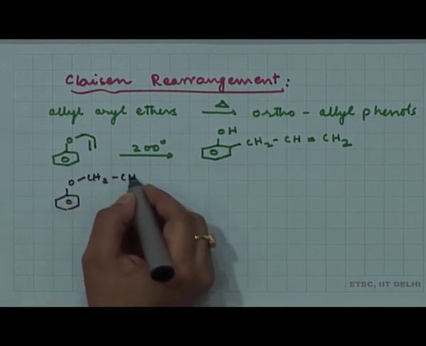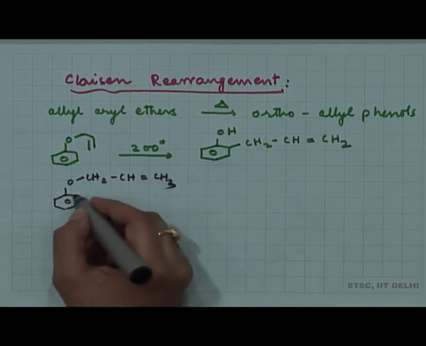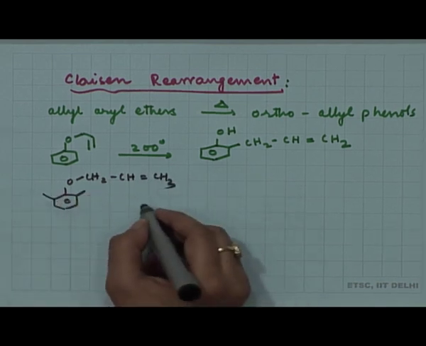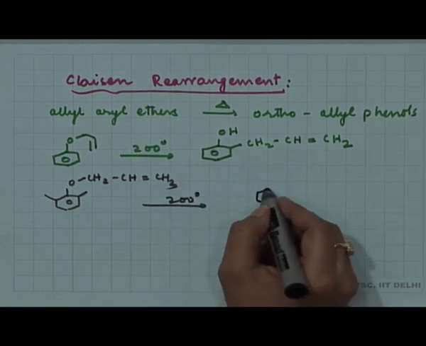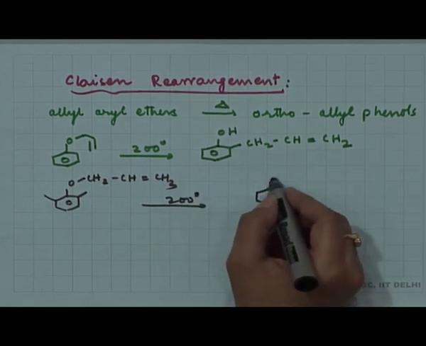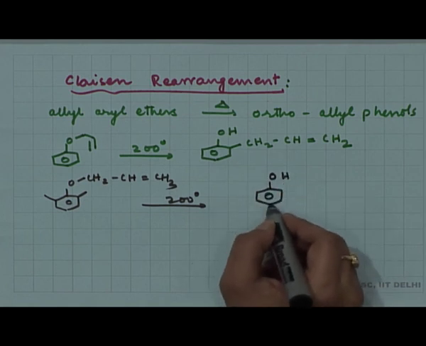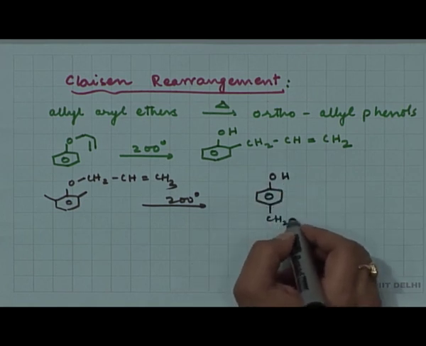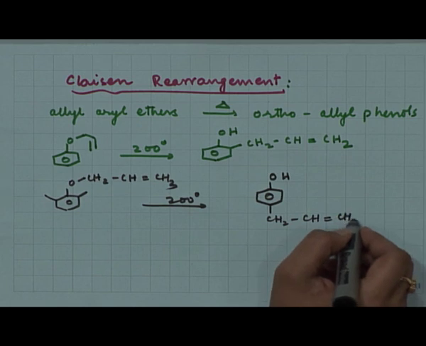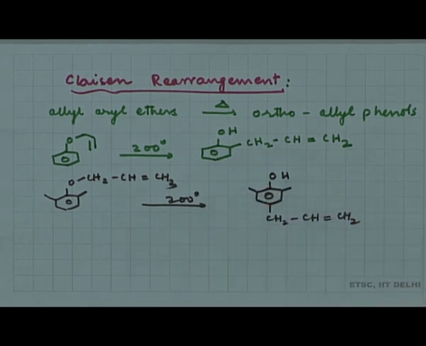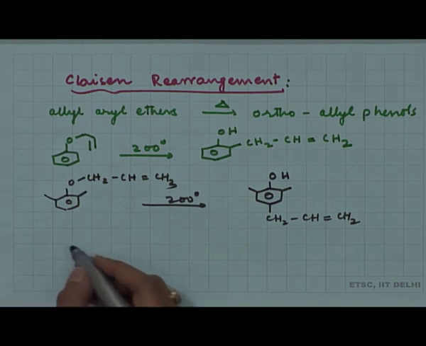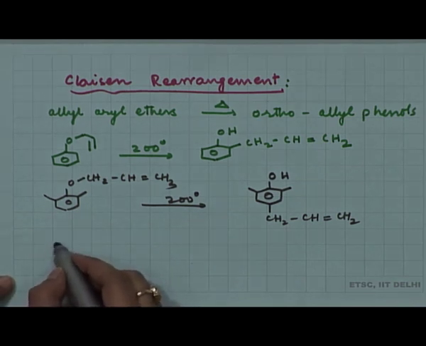So, if your ortho position is blocked with two alkyl groups, let us say two methyl groups, and you again subject it to the Claisen rearrangement, then the allyl group travels to the para position to give you this para substituted phenol. So, this is a very interesting reaction because it allows you to get these allyl substituted phenols.